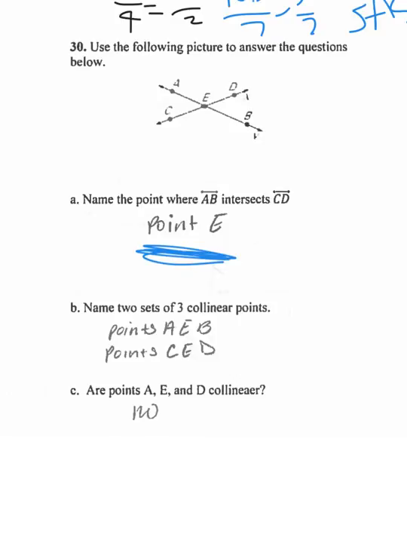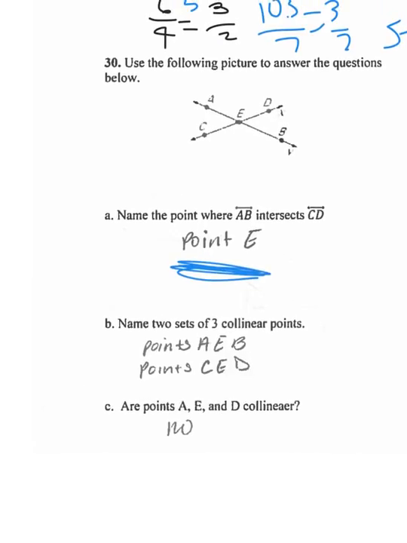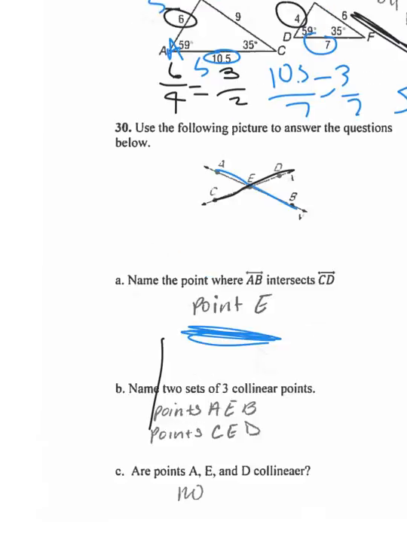Name 2 sets of 3 collinear points. AEB, right? In a straight line, collinear. And CED. That's it. Are points A, E, and D collinear? No. Sorry. Okay, so pretty clear.